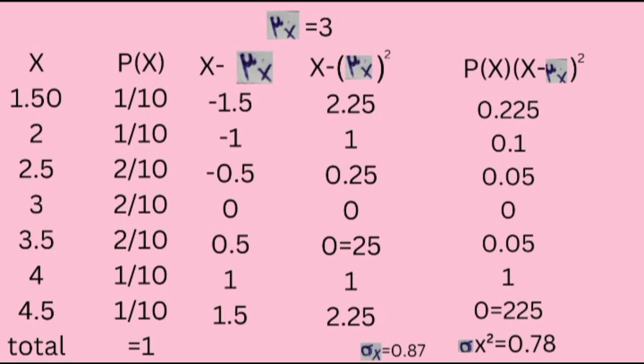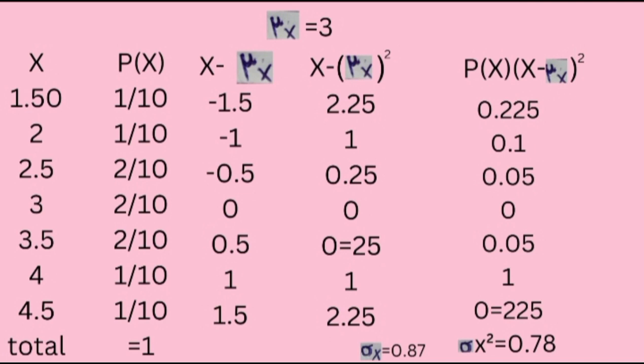0 squared is 0. 0.5 squared is 0.25. 1 squared is 1. 1.5 squared is 2.25. Next, we're going to multiply this by the corresponding probability. So that is 1 over 10 times 2.25 is 0.225. 1 over 10 times 1 is 0.1.